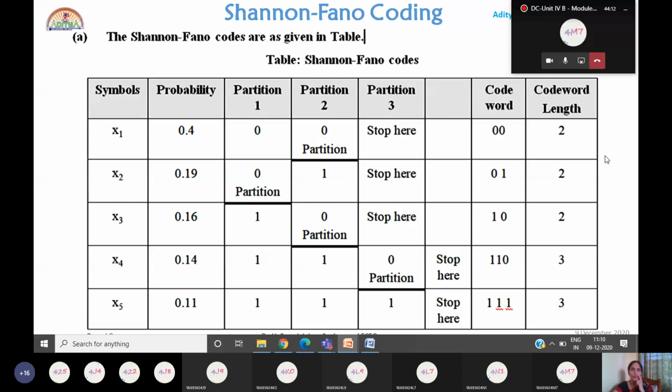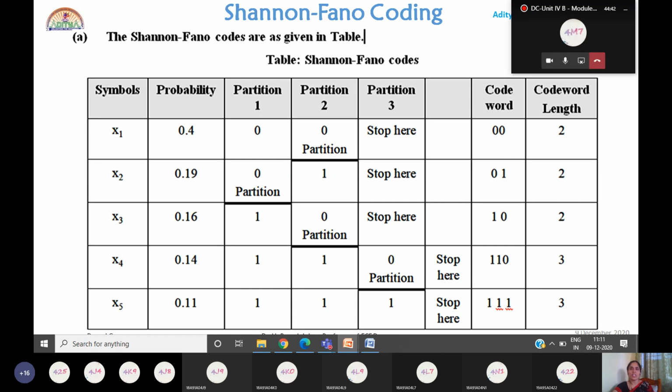So this is how you need to represent the table even in the examinations. This is the process of Shannon Fano source encoding. So how you will encode it in the form of code words. So what is the code word for x1? 0, 0. What is the code word for x2? 0, 1. What is the code word for x3? 1, 0. What is the code word for x4? 1, 1, 0. What is the code word for x5? 111.